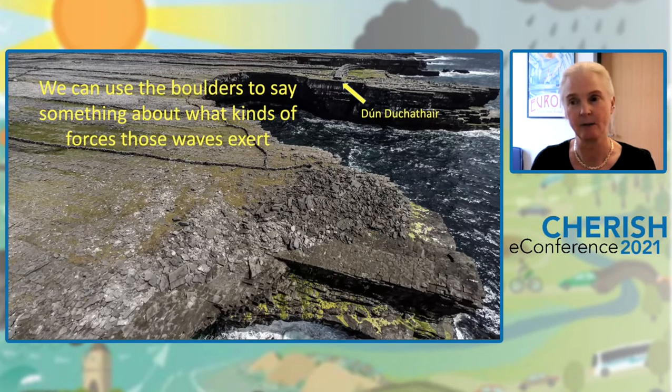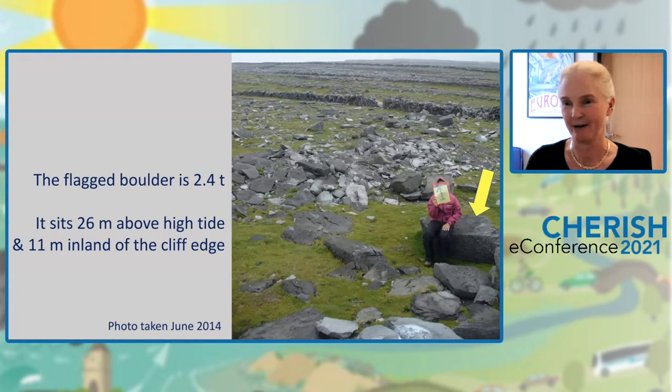And in this case, they were overturned in the winter of 2013-2014 during the severe storms of that year. We're going to look in a bit more detail at this area here, and the boulder that the yellow arrow is pointing at is the boulder that the yellow arrow is pointing at here, with one of my students sitting on it for scale and its location, its identification number that she's holding up.